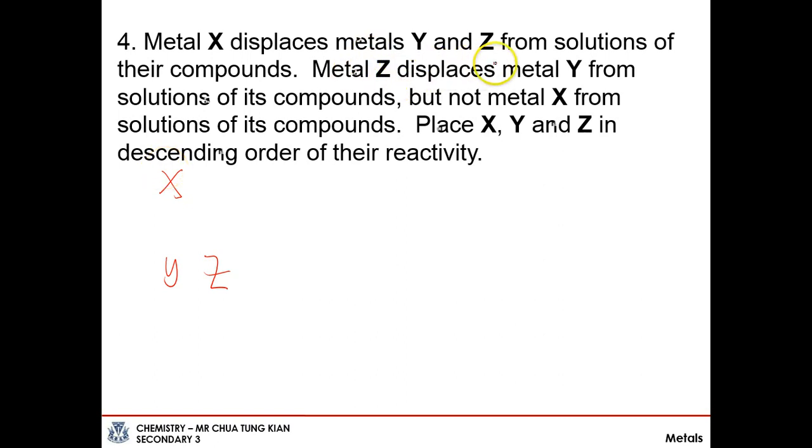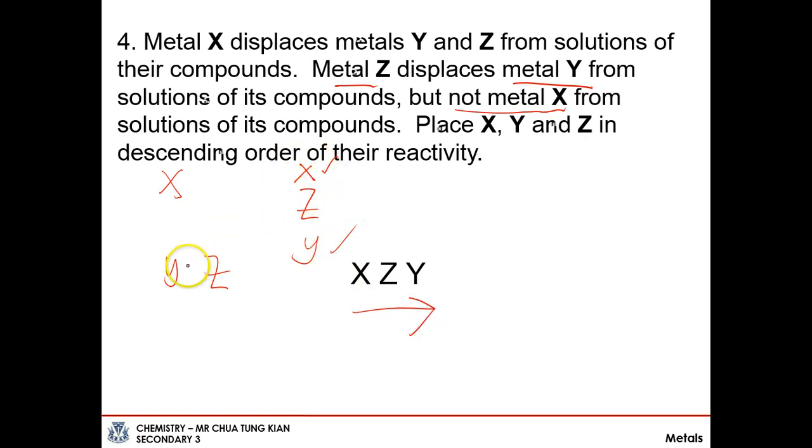Metal Z displaces metal Y from the solution of its compounds, but not metal X. So if metal Z can displace metal Y, we can say that metal Z is more reactive than metal Y. And here again it concludes that metal Z cannot displace metal X, so X must be above Z and Y. So place X, Y, Z in descending order of reactivity. Descending order means most reactive to least reactive, and we have X, Z, Y. Right? X, Z, Y. So most reactive, least reactive.